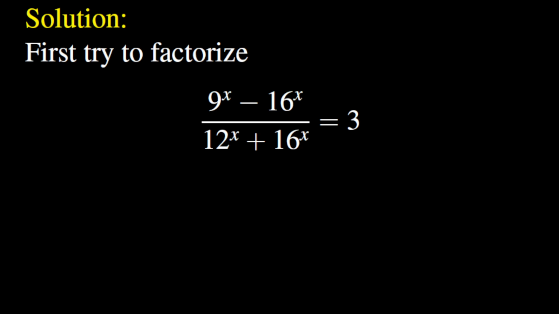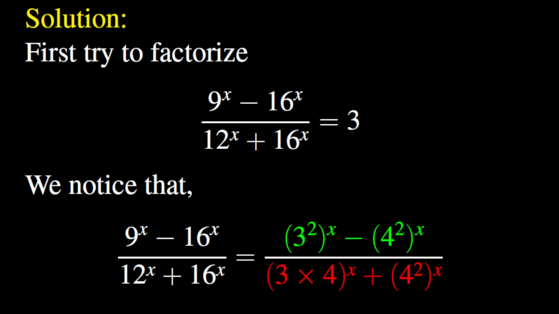We will first try to factorize the expression as much as we can. This should normally help simplify the problem. The numerator 9 to the power x minus 16 to the power x can be expanded as 3 squared to the power x minus 4 squared to the power x. And the denominator 12 to the power x plus 16 to the power x can be expanded as the quantity 3 times 4 to the power x plus 4 squared to the power x.